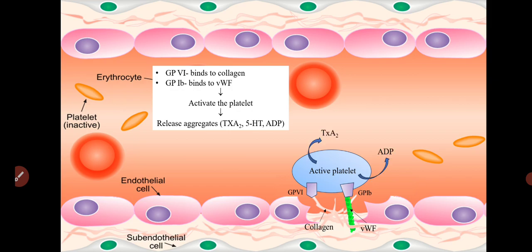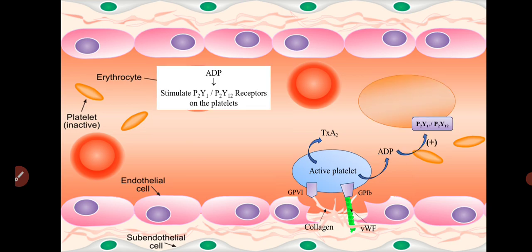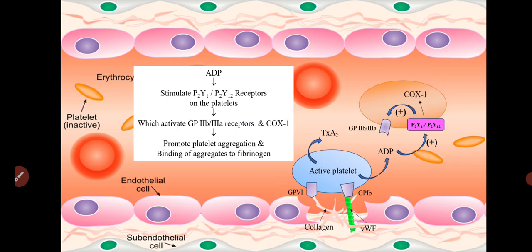is a release of aggregates, that is thromboxane A2, ADP and serotonin. This released ADP then stimulates P2Y1 and P2Y12 receptors on the other platelets and activates the glycoprotein 2B3A receptors and increases the COX-1 formation, which further promotes the platelet aggregation, and there is a binding of these aggregates to fibrinogen.